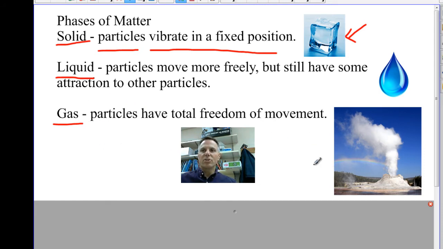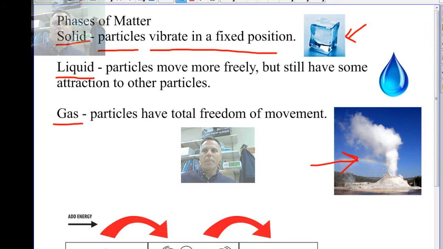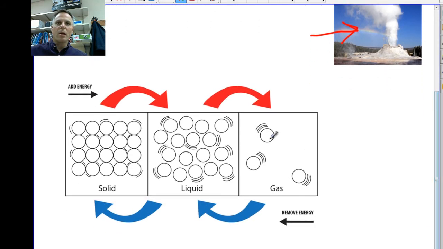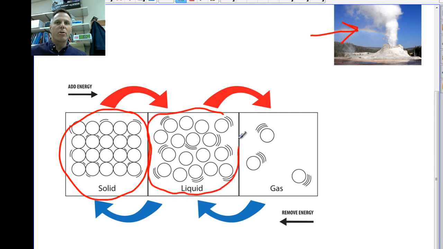With gases, such as this steam from this geyser right here, when you have that steam, which is just water molecules coming out of that geyser, they're heated up so much that they're moving so fast that they're able to escape from each other. So if we take a look at this down here, this kind of represents what we've been talking about. We've got the solid with the particles locked into fixed positions that are kind of vibrating and moving around. Then we have liquids where the particles can move more freely over each other. And then we have gases in which the molecules can move very, very quickly around.